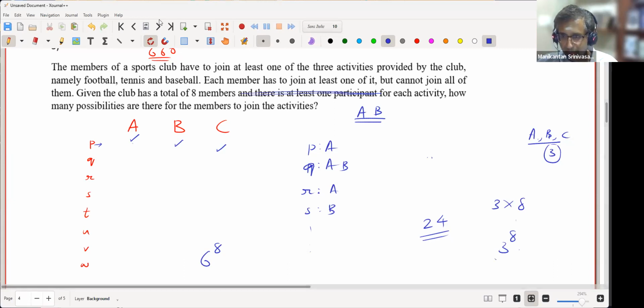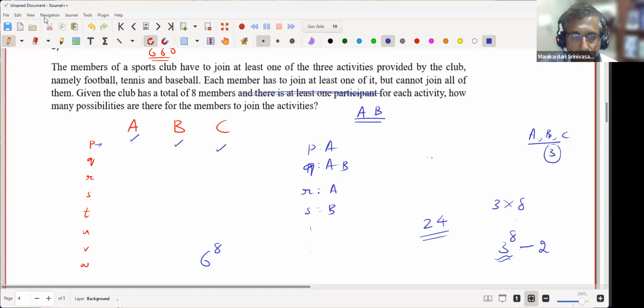So 3 power 8 will be the cases where every person is registering either A or B or AB combination. So it's 3 into 3 into 3, so on till 3 power 8. But from this big list, we have a few cases where everyone has registered only for A. We don't want to double count because we have already eliminated that. Everyone has registered only for B. We also don't want to count them. So there are 2 cases, only A or only B, which I want to subtract. Okay, well done, Ananya and Apurva.